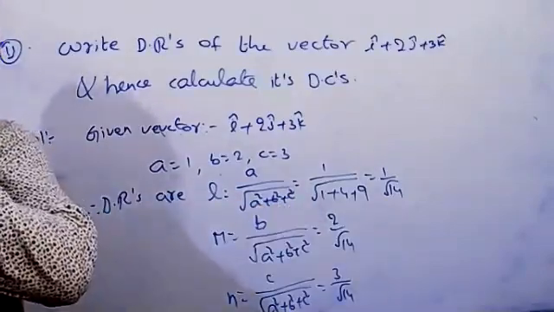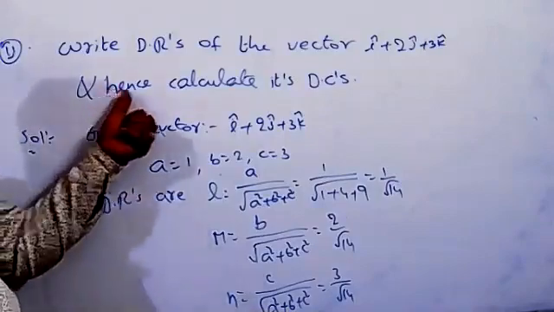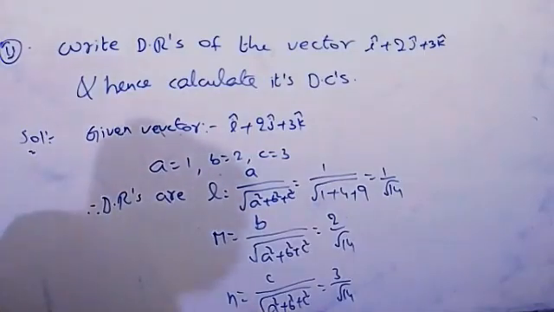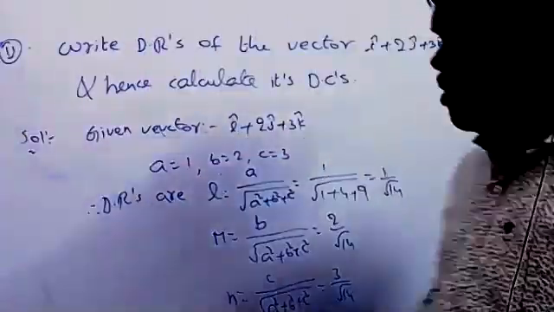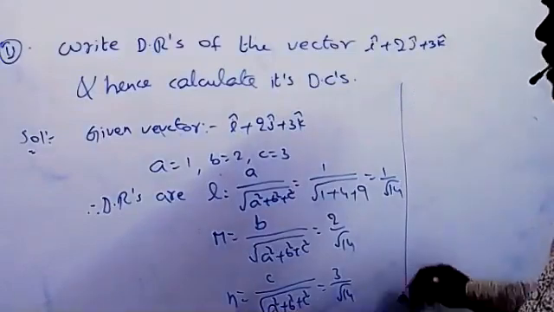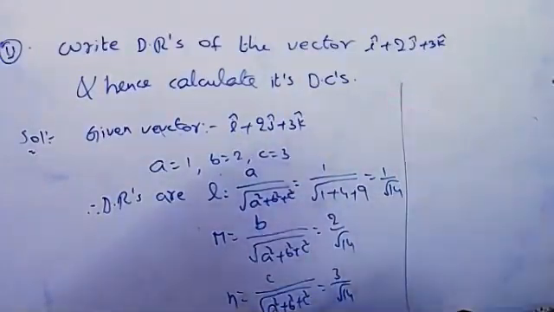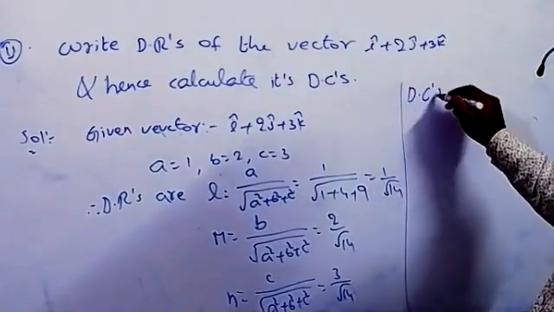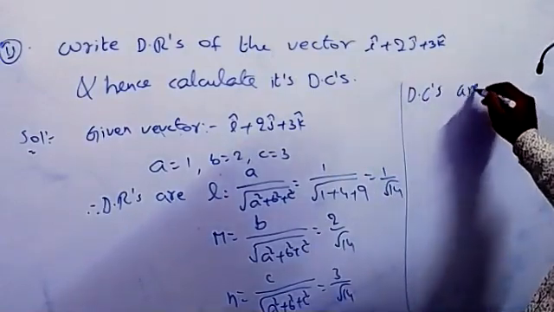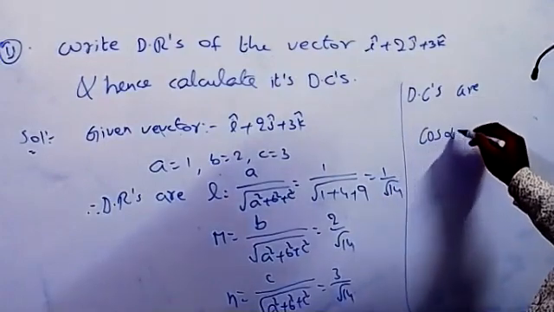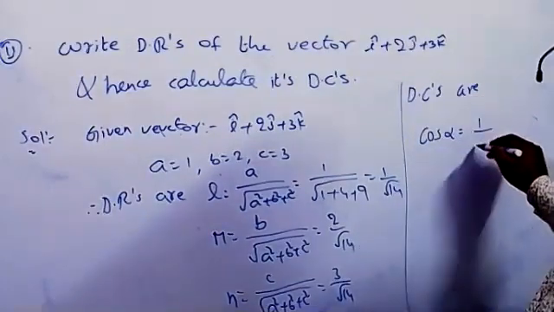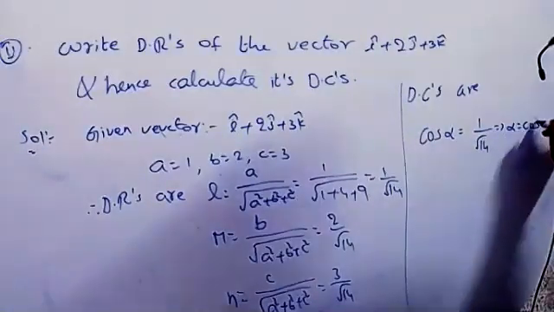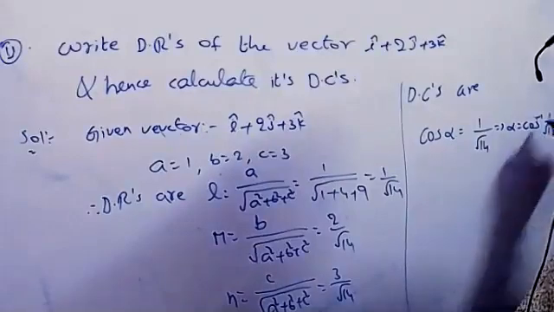Now they are still asking a question here: hence calculate its direction cosines. So we have to find the direction cosines, then what we need to do? Immediately you can find cos alpha, cos beta, that means you can find alpha, beta, gamma. So direction cosines: cos alpha is equal to, what is the first value? 1 by root of 14. That implies alpha is equal to cos inverse of 1 by root of 14.